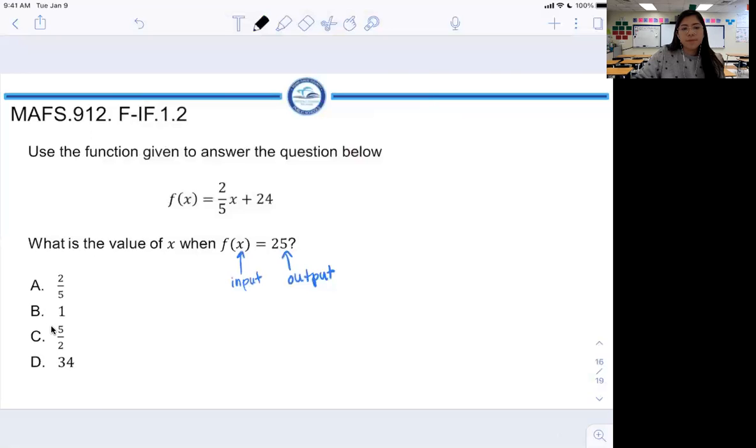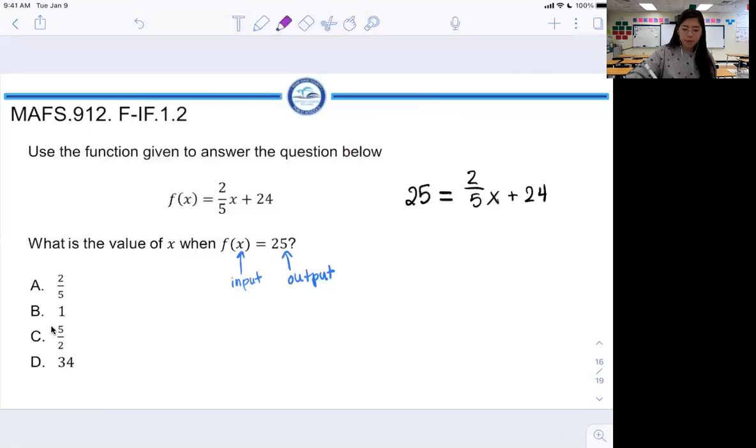No. Guys, follow what I'm saying. 25 is the output. So I'm not going to plug it in to the function. I'm going to put it where? Equal to. Thank you, Perla. So it's 25 equals 2/5 x plus 24. Because 25 is not the input, I'm not going to plug it in. 25 is what f(x) is.